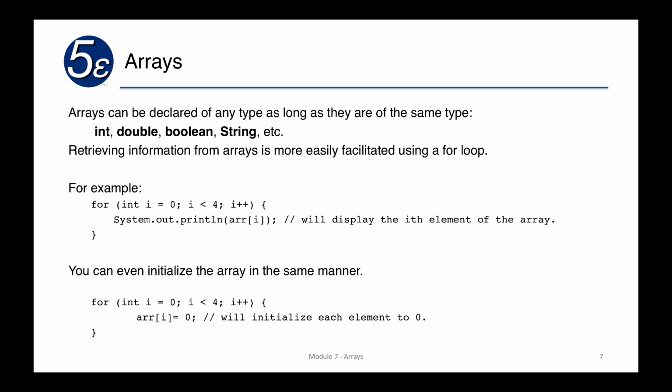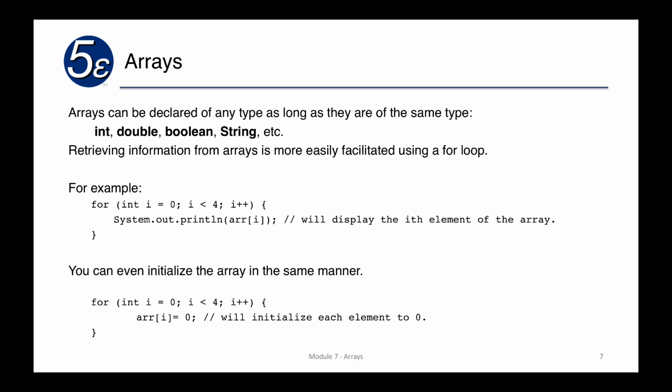So arrays can be declared of any type: int, double, boolean, string, or anything else. And what it will do is it will allocate the amount of memory for those particular types. So that's why it's all of the same type. Retrieving from arrays is going to be easier when we use a loop. So for example, if I want to go through every element within a single dimensional array, or a row of a 2-dimensional array, I might actually do System.out.println(ARR[i]), where i changes based on the value of a loop that we had learned 2 modules ago.